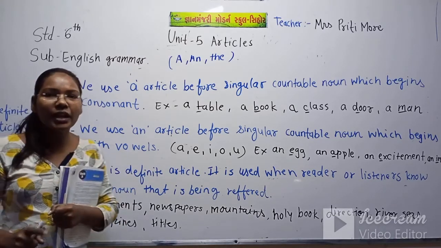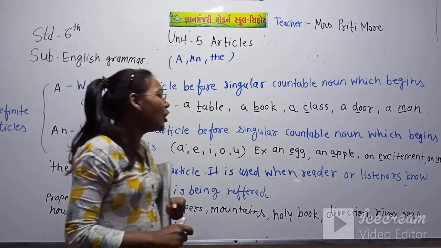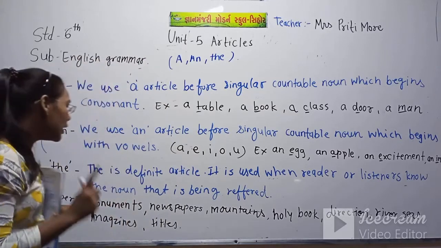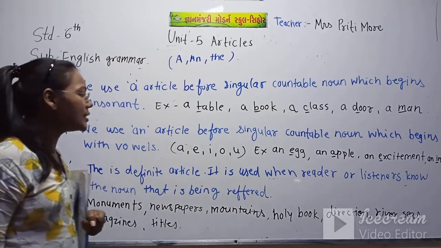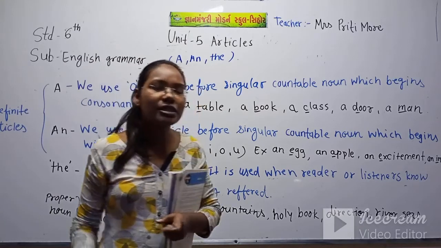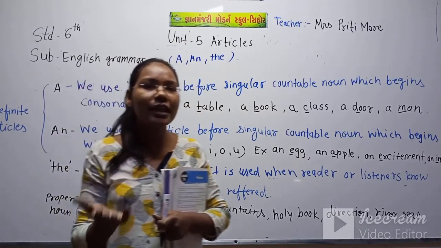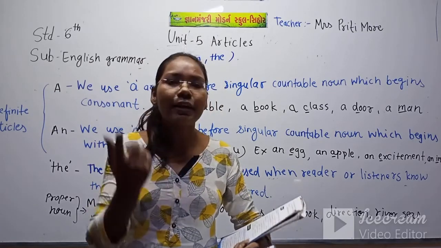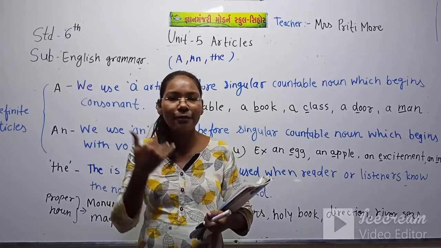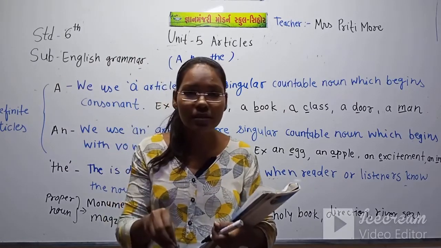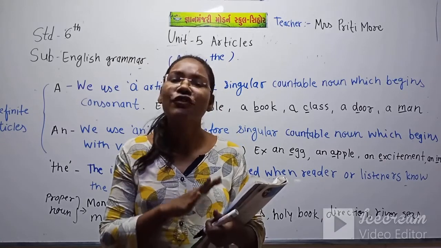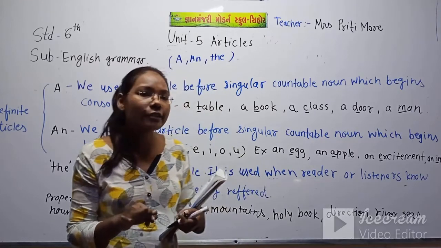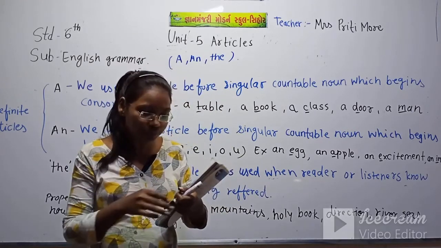The is the definite article, and we use it when the reader and listener both know the noun that is being referred to. That means if I am teaching and you are listening, you and I both know about the thing, we are sure and confirmed about the thing. At that time we use the article the.